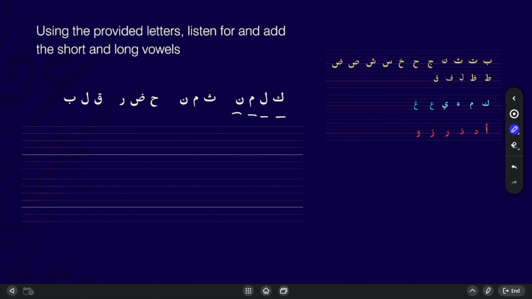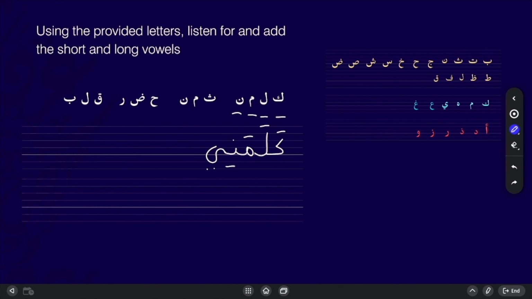So there is a stress somewhere. Let's hear it again. Kallamani. So ka sounds like a short vowel. Kallamani. So there's la, ma, and ni, long ya. But we're not done. The word sounds like kallamani, not kalamani.